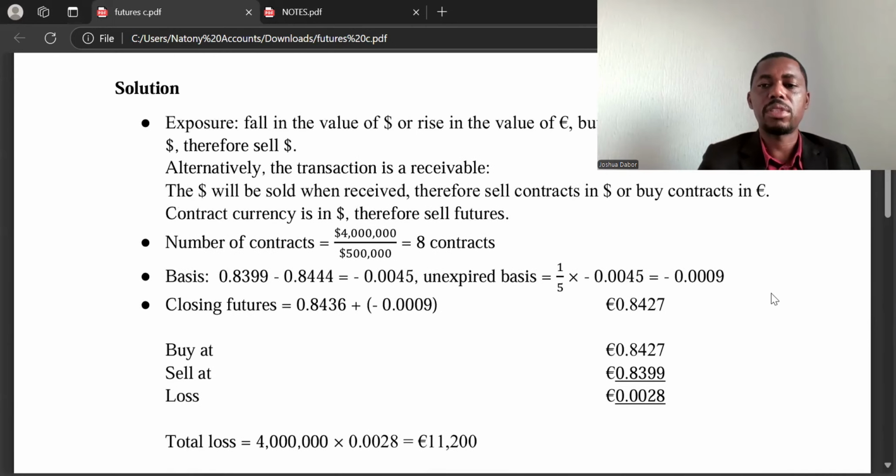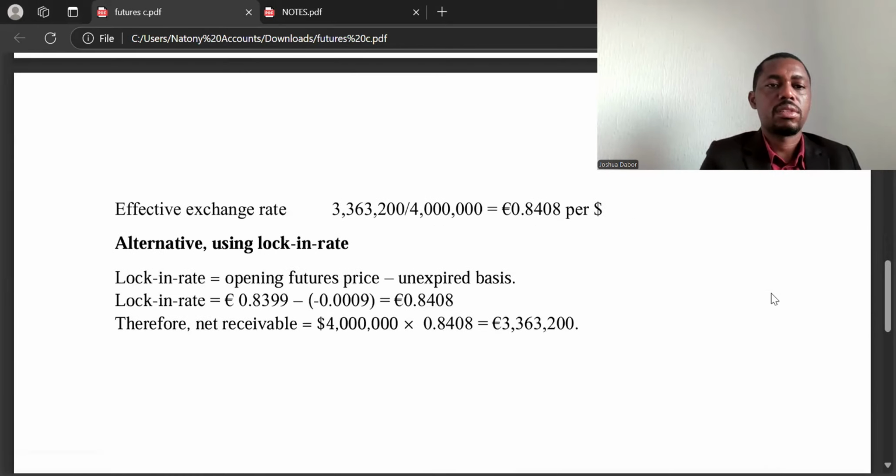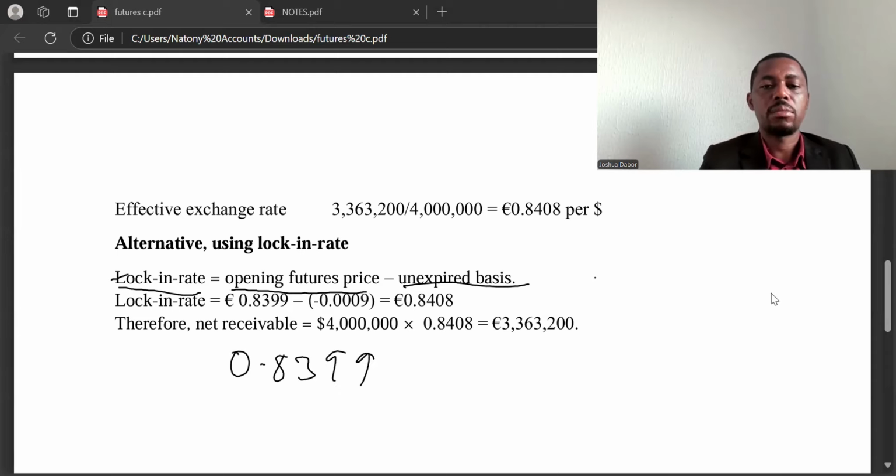We calculated the unexpired basis to be what? 0.0009. Okay. So how do you use it to calculate your effective rates? So your lock-in rates is equal to what? Opening futures price minus unexpired basis. And the opening futures price we calculated was what? 0.8399 minus unexpired basis we calculated to be what? 0.0009. So since there is a minus here, if you open the brackets, the sign changes.